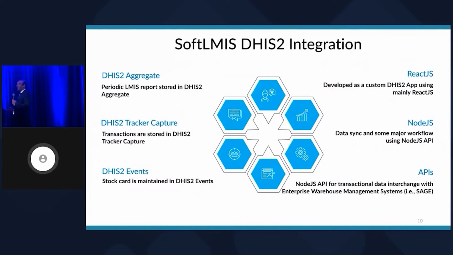So when I said no hacking, what we did, on the left side, is show what we used in DHIS2. Some data is stored inside the DHIS2 aggregate, as if they were entering data manually, but we are not doing it manually, the software saves the data. So the LMIS report or the current balance is stored inside the DHIS2 aggregate. The transactions are stored inside the tracker.